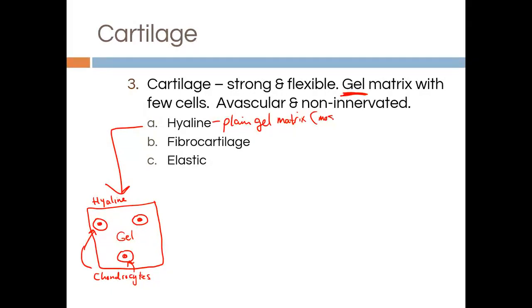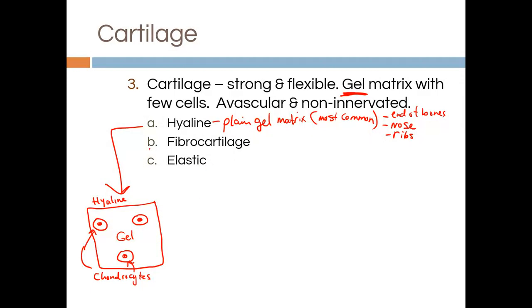It's the most common and basic cartilage in your body. Hyaline you find on the end of all your bones. So it's found in your joints, it's found in your nose, and it's found on your ribs. So that little rib cartilage is all made of hyaline. So like I said, it's the most common.